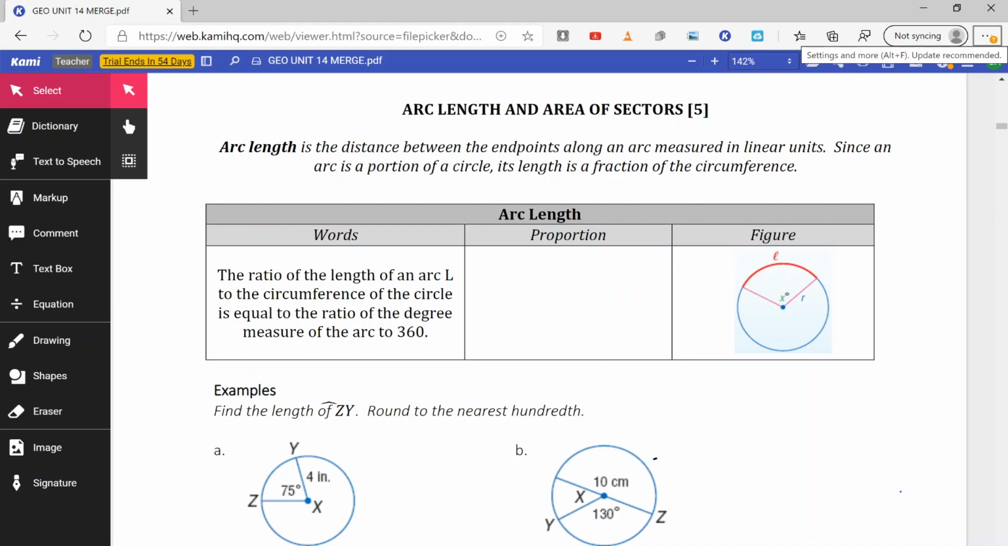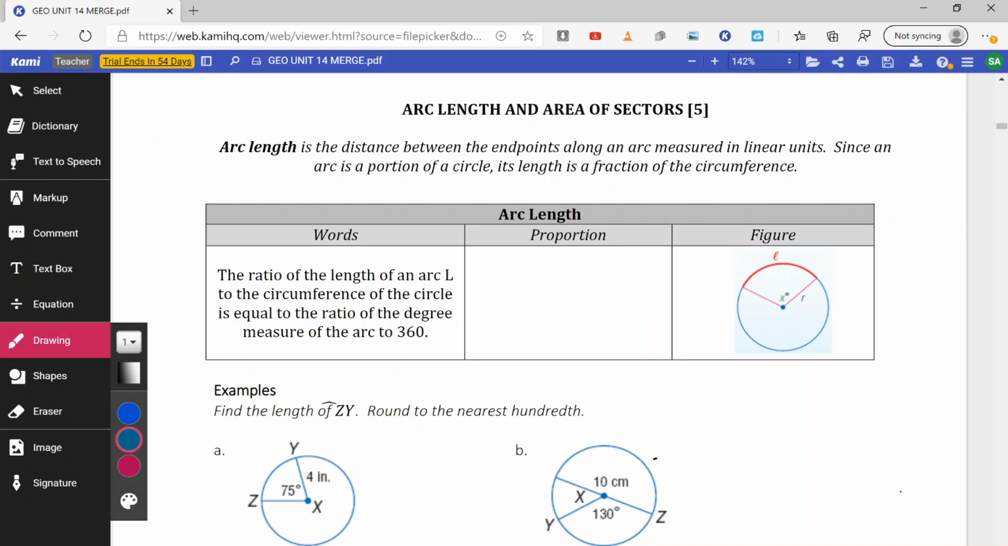Since it's a portion of the circle, its length is a fraction of the circumference. So that's going to come into play here when we try to figure out the actual length of an arc. So in terms of the word definition of arc length, it's the ratio of the length of an arc L to the circumference of the circle and is equal to the ratio of the degree measure of the arc to 360 degrees. So notice over here we have our circle, we have radius r, central angle x, and arc length of L.